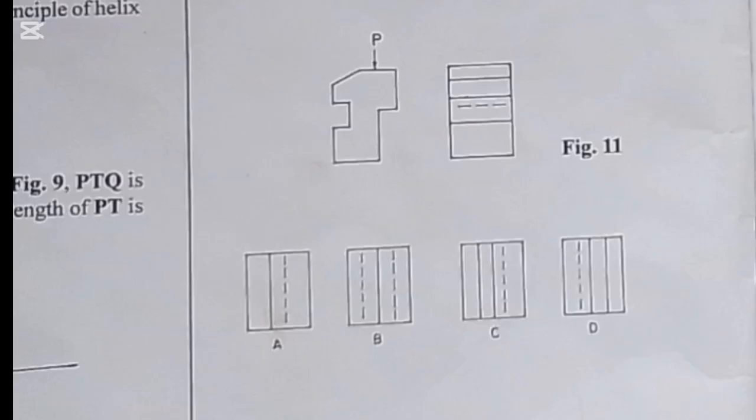Let's see the one that has it now. Okay, A is automatically out because the next line should be a broken line. Okay, we have B there, so C is automatically out between B and D. Okay, let's continue.